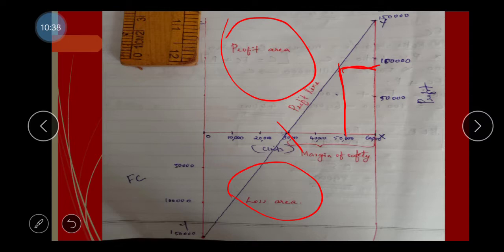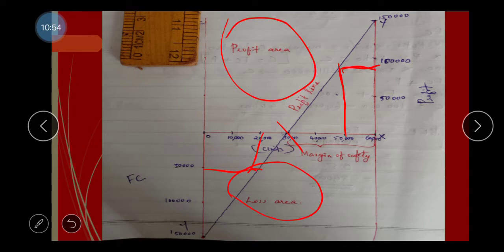Likewise, you can compute loss also. If you are manufacturing 20,000 units, what will be your loss? That you can calculate directly. That can be seen directly from this profit volume graph. Okay, that is all about the profit volume graph.